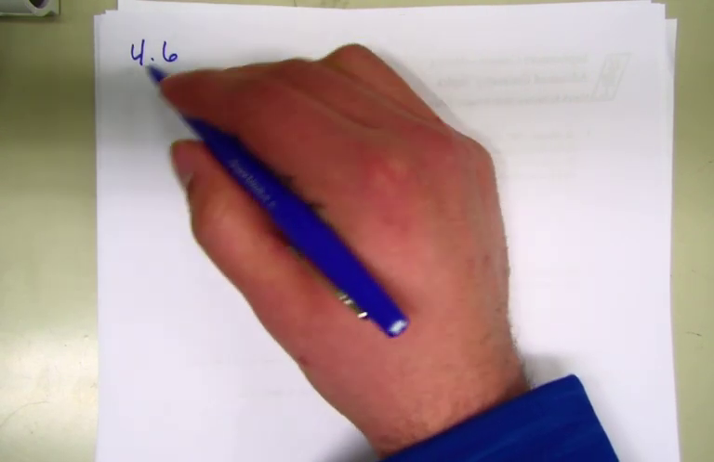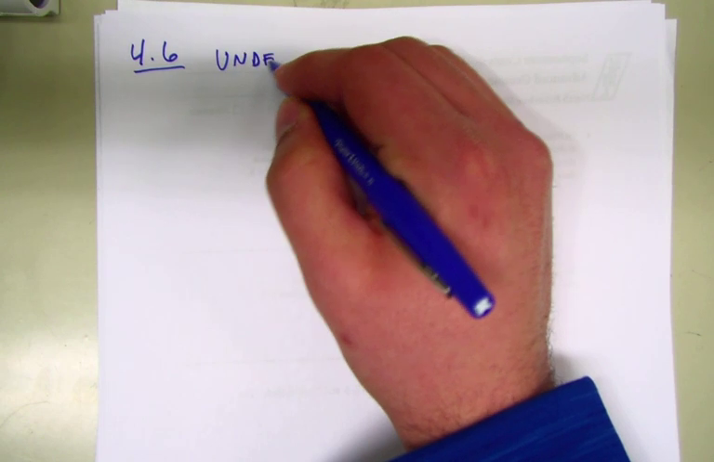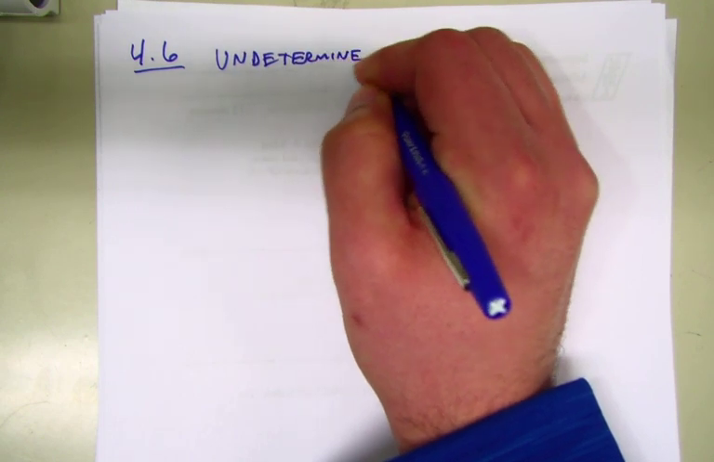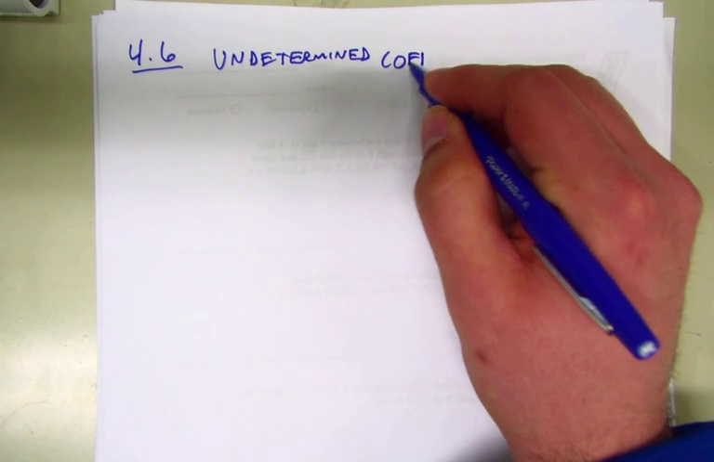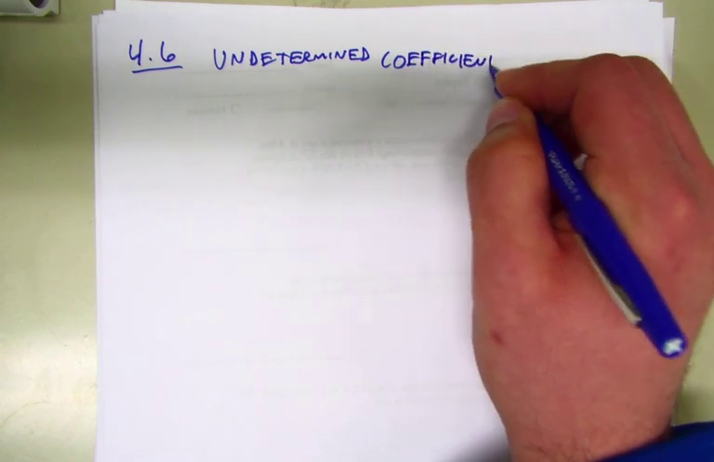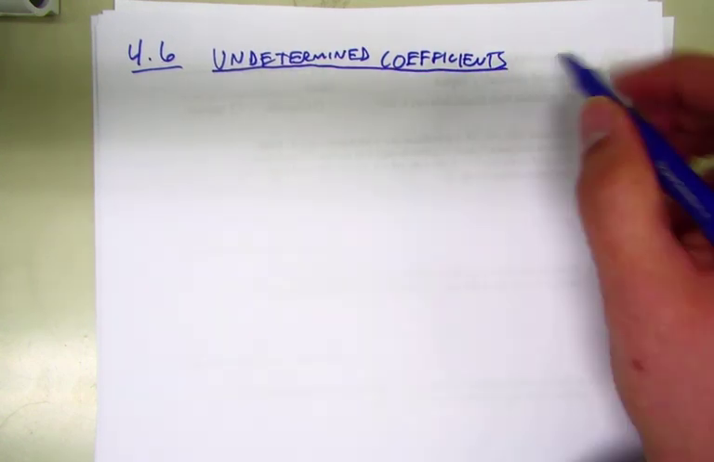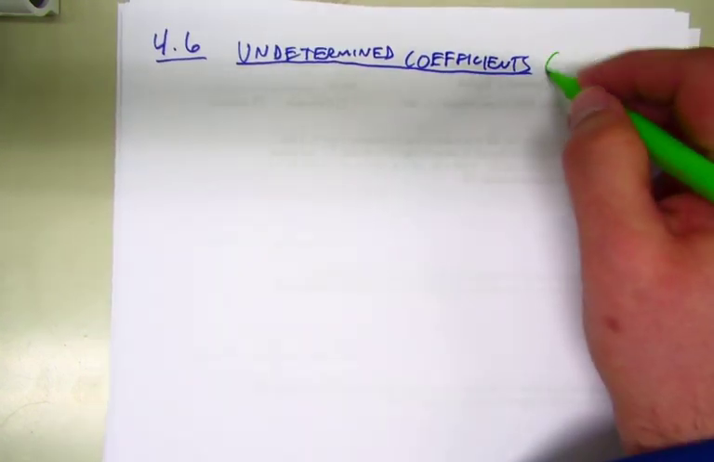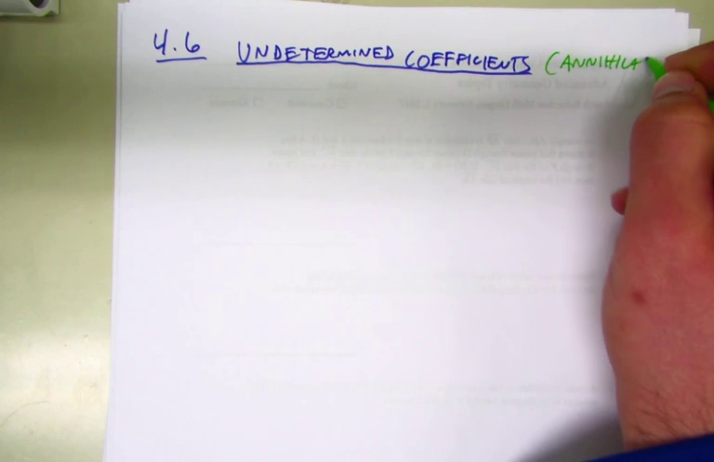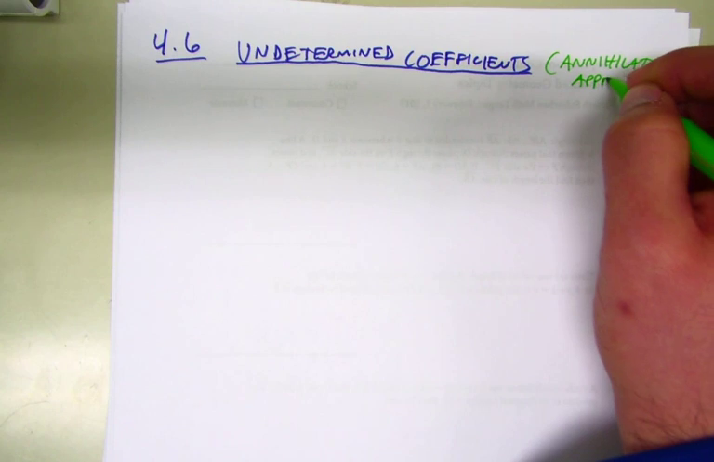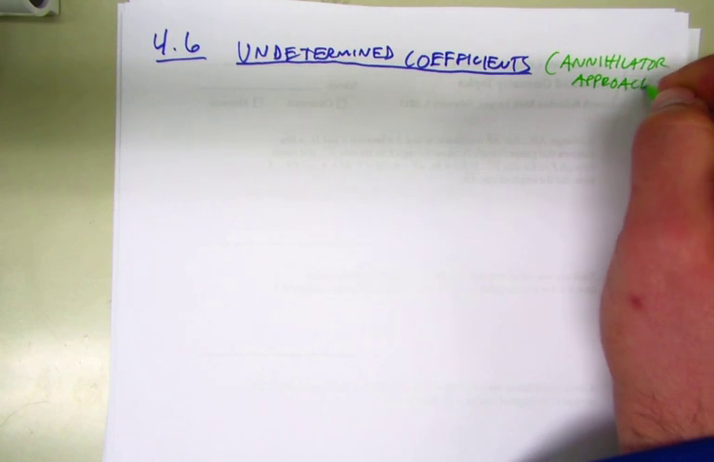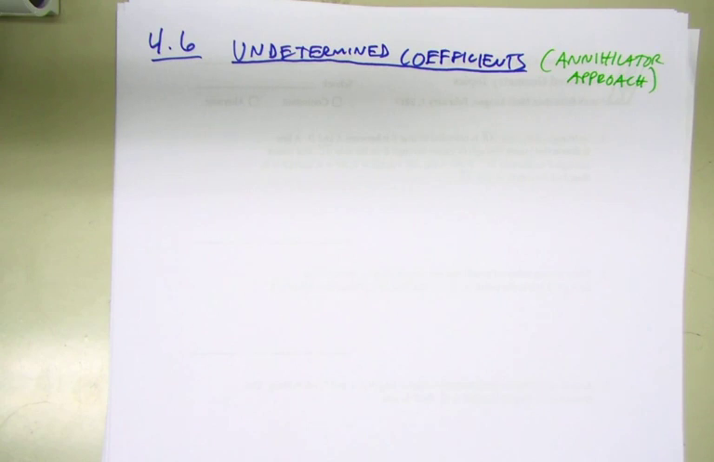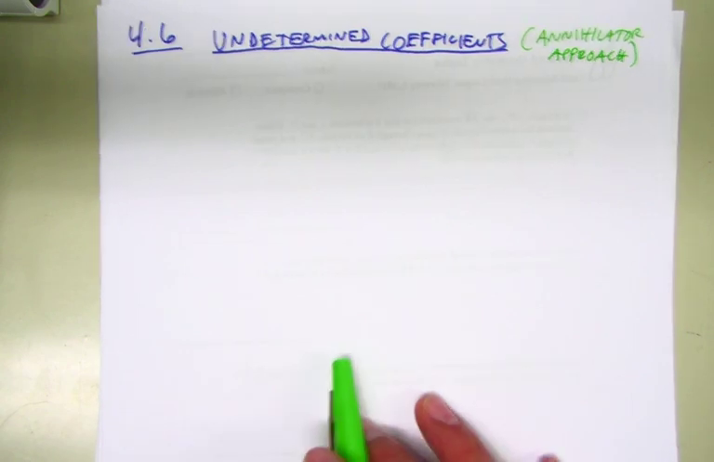4.6 is called the method of undetermined coefficients, and specifically using the Annihilator approach. So we're going to be combining what we learned in 4.5 as well as what we learned in 4.3. So combining the differential operators, also still using the solutions to the homogeneous linear equations with constant coefficients that we spent some time with in 4.3.